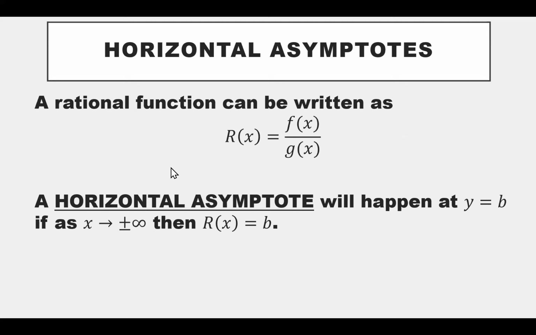Now, on the other side, when we're looking for horizontal asymptotes, what we're doing is we're seeing what happens as the x values get really, really big. If, as the x value gets really, really big, this rational expression, this rational function, gets close to a number, we'll call it b, then we'll have a horizontal asymptote of y equals b.